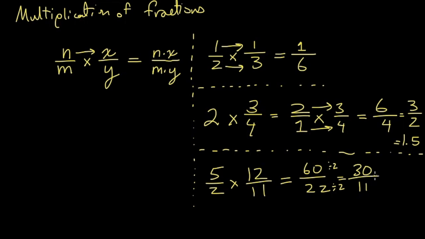Now, since 11 is not a divisor of 30, and there aren't any common divisors, I'm just going to leave it as that. That's the most simplified form. Okay, what if we got into division now?